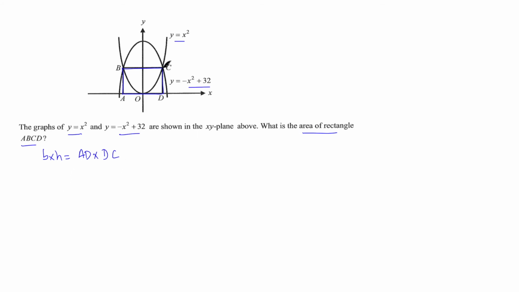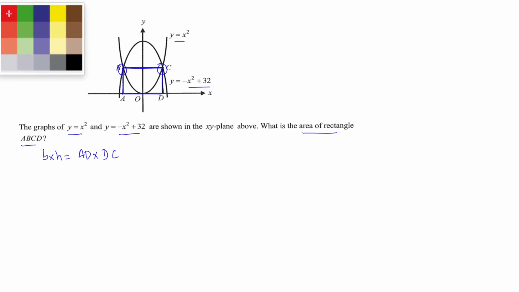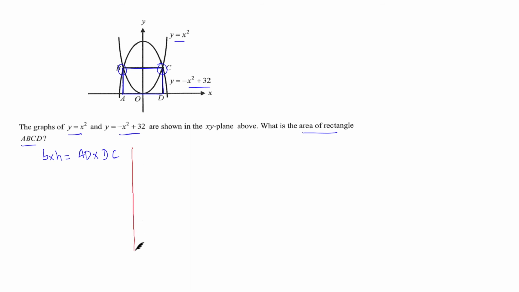So how can we find these points? We need these points, because once we have the x coordinates, we'll plug them back into any of these equations to find the y coordinates. And you see, these are the points of intersection. So all you have to do is equate these two equations and solve them simultaneously. Why do we equate them? Because at the points of intersection, the coordinates are the same.